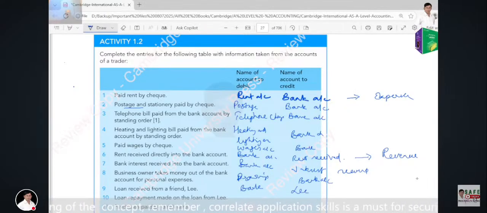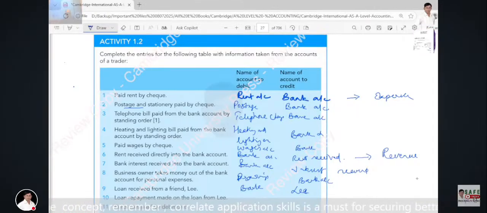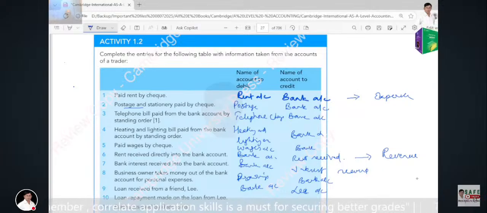So credit the giver, credit the account that gives. So it is Lee who is giving. So Lee account, bank account, Lee account. Money is coming into the bank and Lee is the person, Lee is the account that is giving.